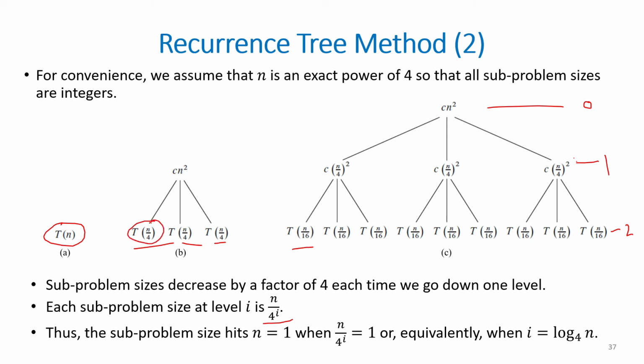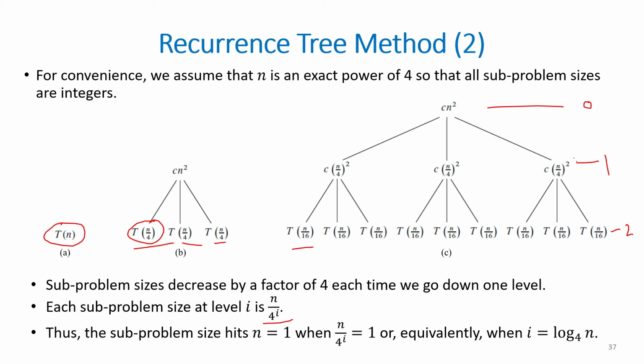And we see that is right as well. In the second level, it would reduce to n divided by 4 to the power 2. Therefore, in general, we can say for every level i, the size of the problem becomes n divided by 4 to the power i. Therefore, the last level in the tree would be the level that contains the leaves.